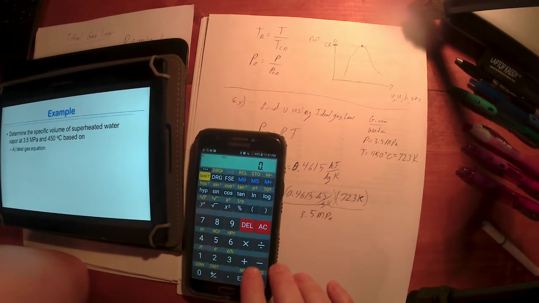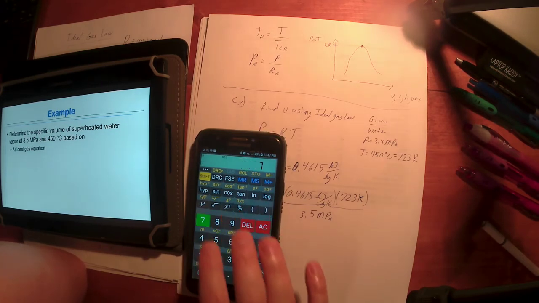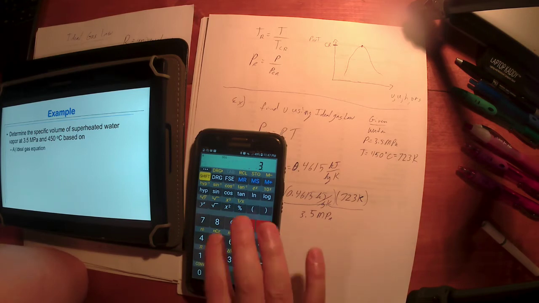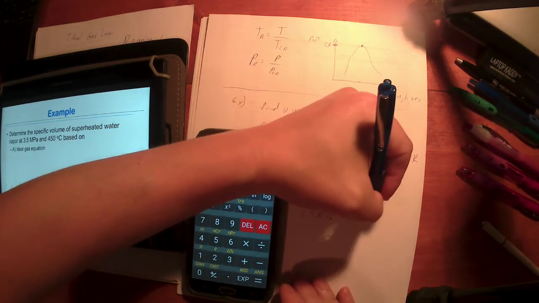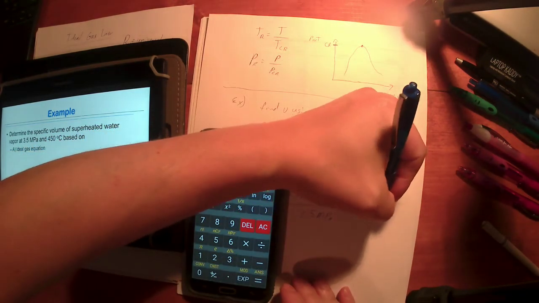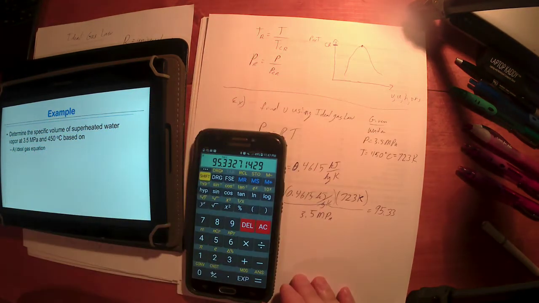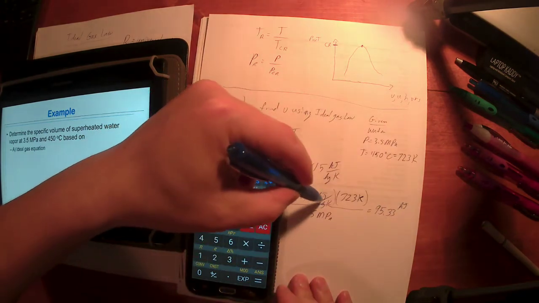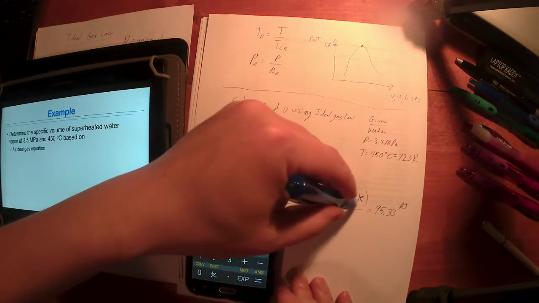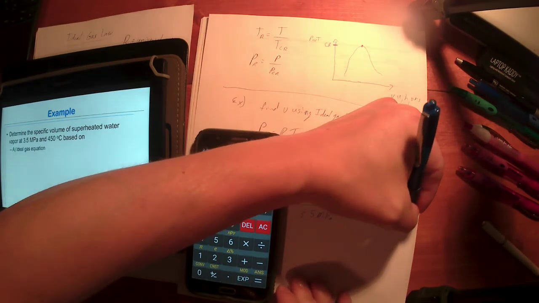So, 0.4615 times 723 divided by 3.5. And I get this number. Numerically it is 95.33. And we need to look at the units. Wow, okay, that is kilojoules. I've got kilojoules per kilogram Kelvin multiplied by Kelvin. So the Kelvins go away. So I've got kilojoules per kilogram per megapascals.